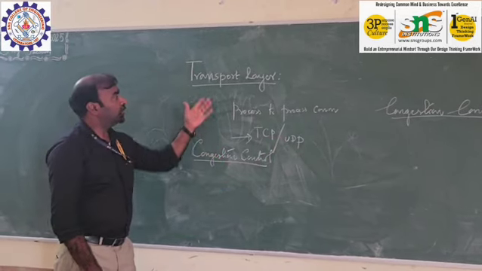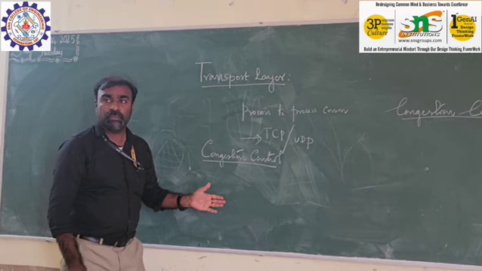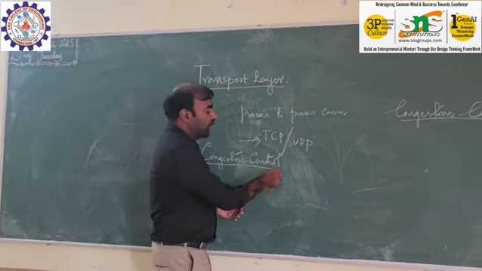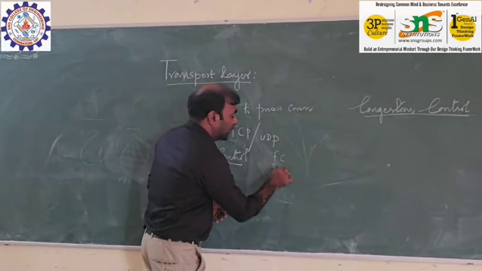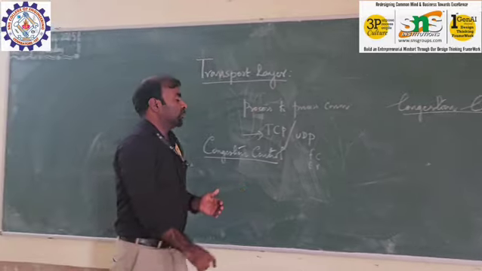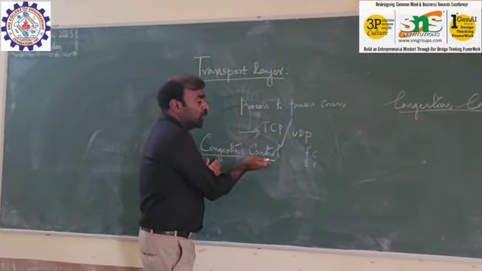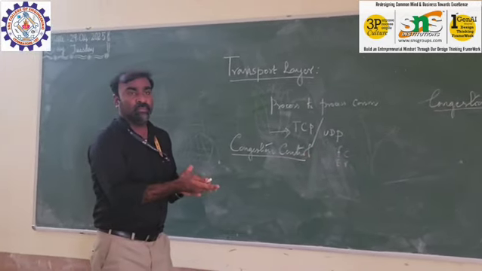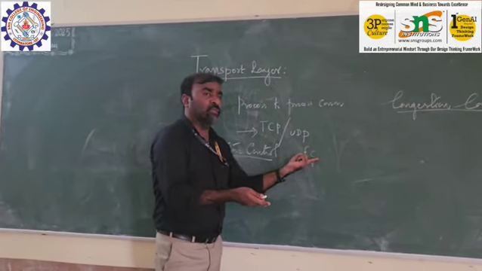The next main topic in the transport layer is congestion control. What is congestion control? There are many controls. One is flow control and another is error control. These come under the congestion controls. Flow control is how the data flows from one end to another. Based on the flow, the control mechanisms take place.